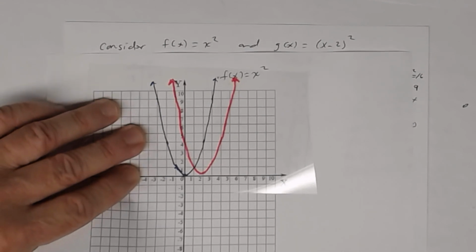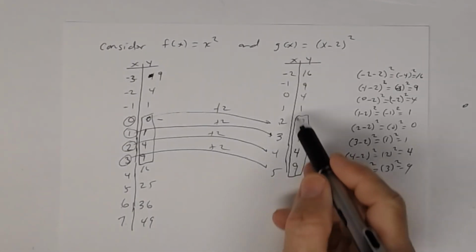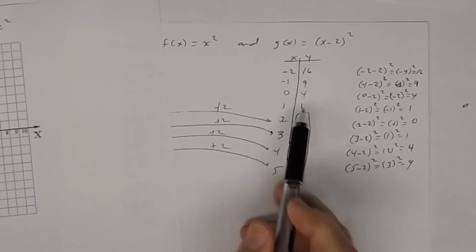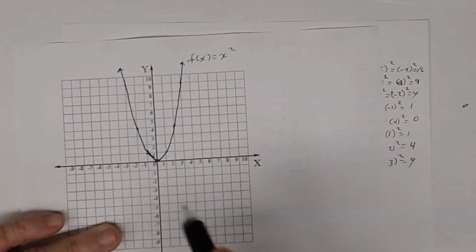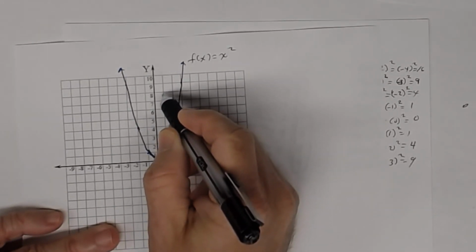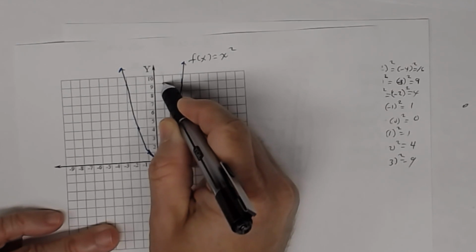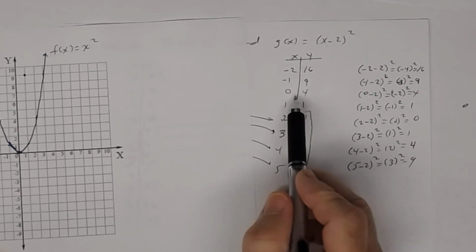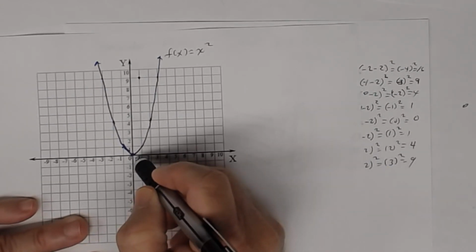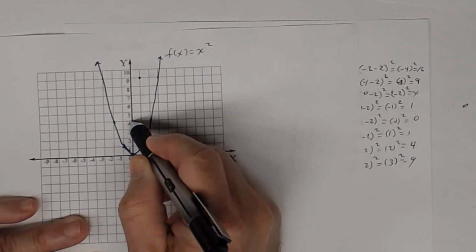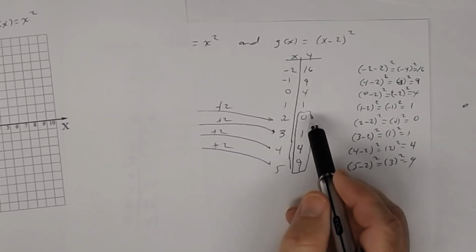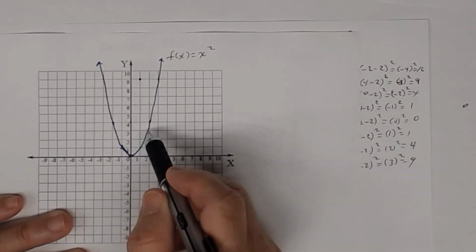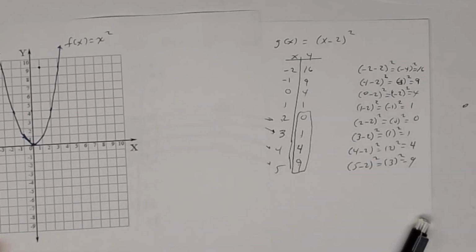So I want to show you that this is true. If I take those coordinates here and put it on this graph, so let's do negative 1, 9. So negative 1, 9 is right here. I'm going to do it in this color right here. Okay? And the next one is, let's do 0, 4. 0, 4 is right here. 1, 1.